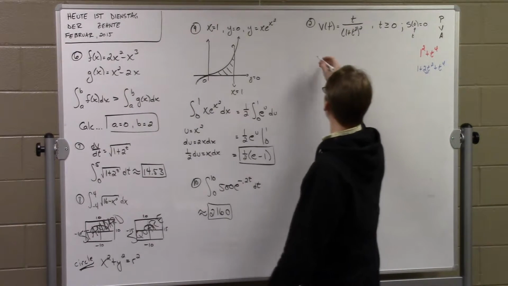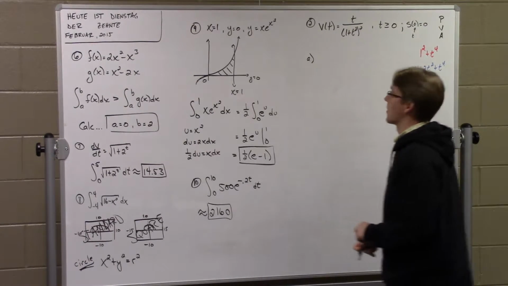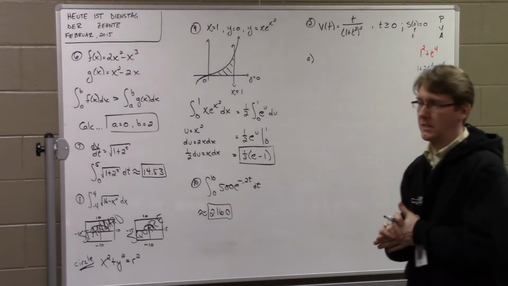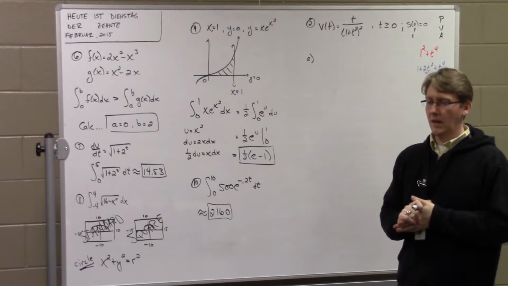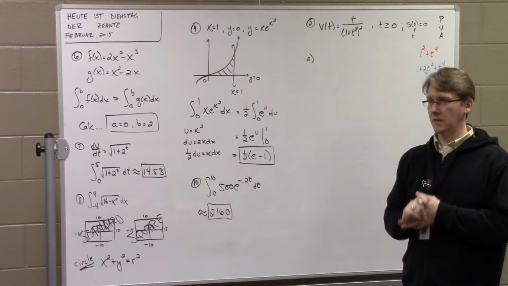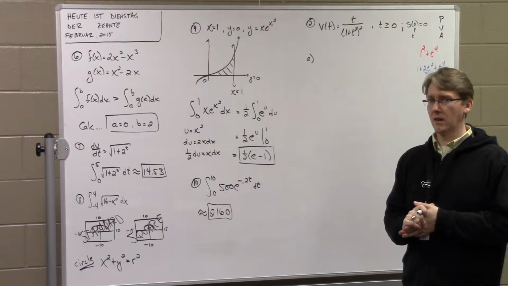All right, part A. Find all the times when the particle is at rest. How do we figure out where a particle is at rest? When the velocity equals 0. That's exactly the way you should say it. When the velocity equals 0.